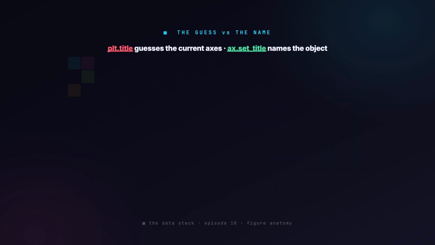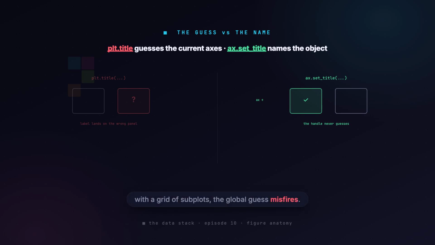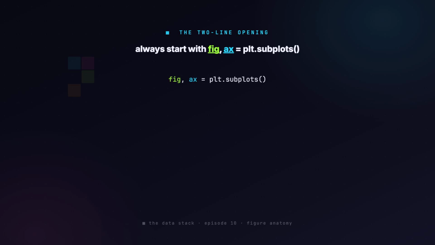Here's why the object beats the global. plt.title guesses which axis you mean using hidden current state. ax.set_title names the axis explicitly. With one chart, you won't notice. With a grid of subplots, the global guess sends your label to the wrong panel. The handle never guesses.